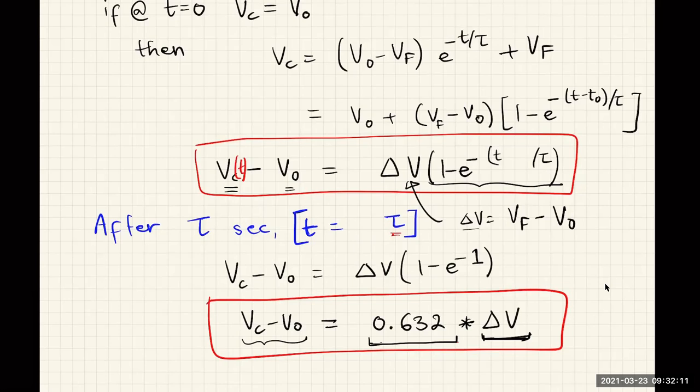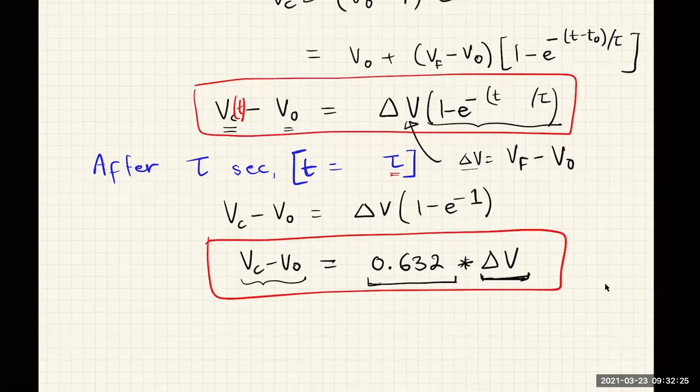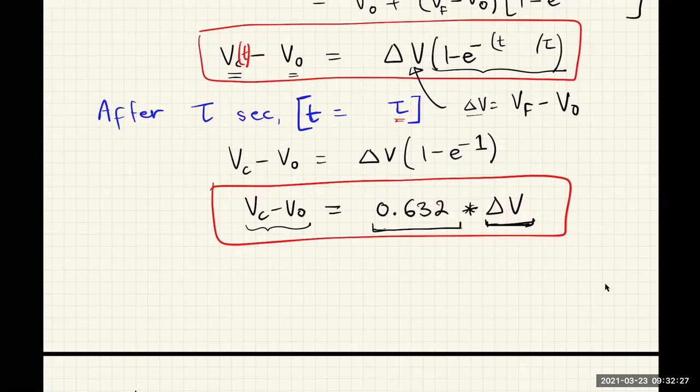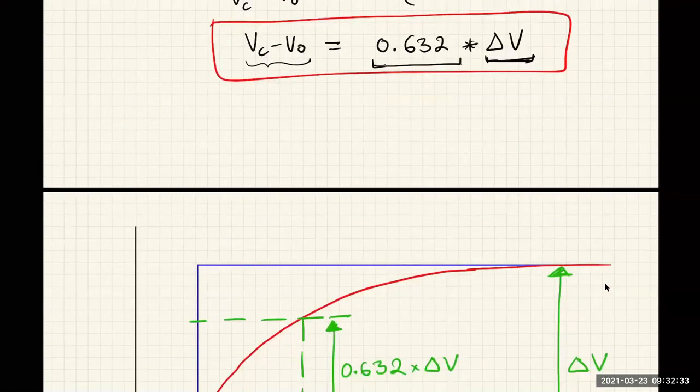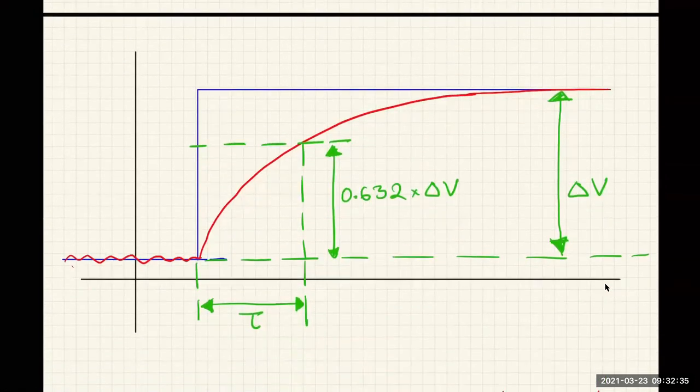So if we measure the voltage across the capacitor and see that it has changed by 63.2% of the total step, then we know that exactly RC time has elapsed. That's what allows us to use it in timing circuits, exactly as shown in this picture. The blue line shows the step voltage, whereas the red line shows the step response of the capacitor. And delta V is the total change in the voltage across the capacitor over time.